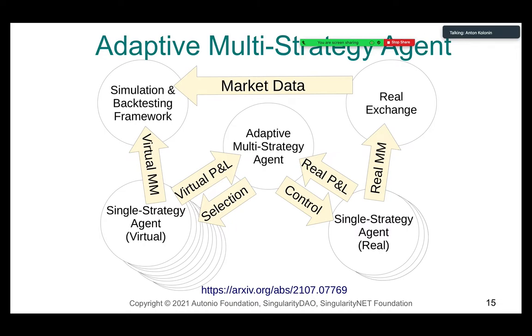Moving to practical results. Here is the framework that we partially have for the so-called adaptive multi-strategy agent. The environment where it works contains a real exchange, and this is the exchange where the real agent is trading. We have a small number of single strategy agents doing real market making on the real exchange.